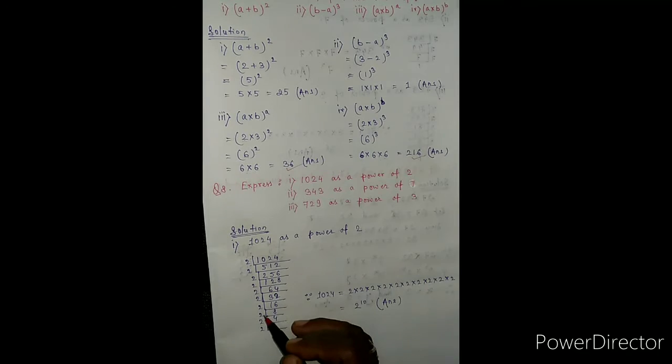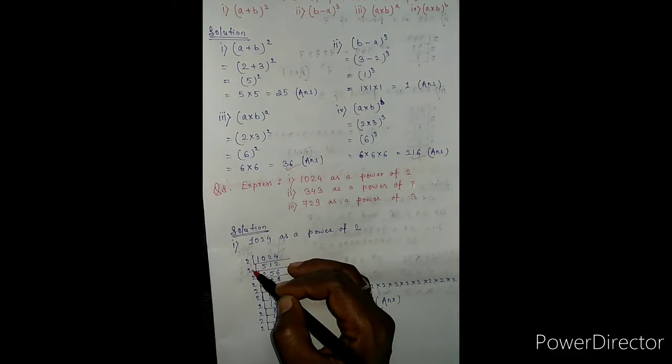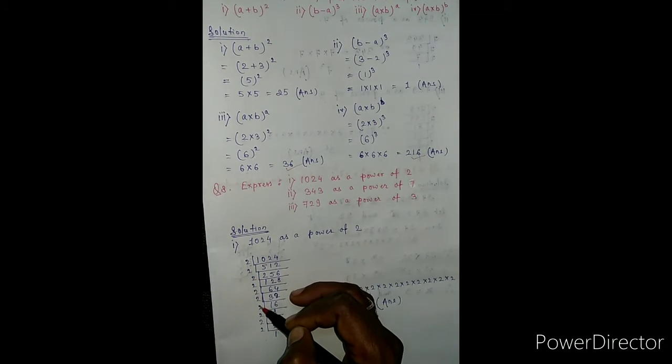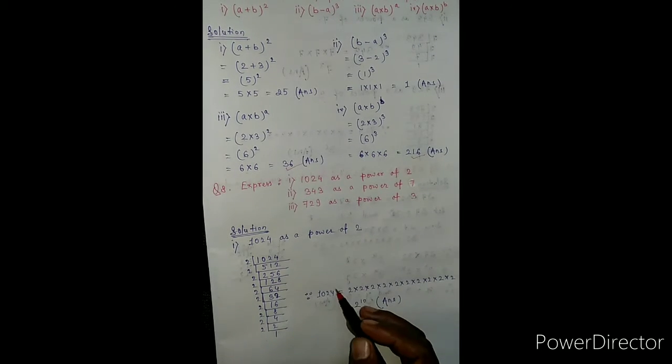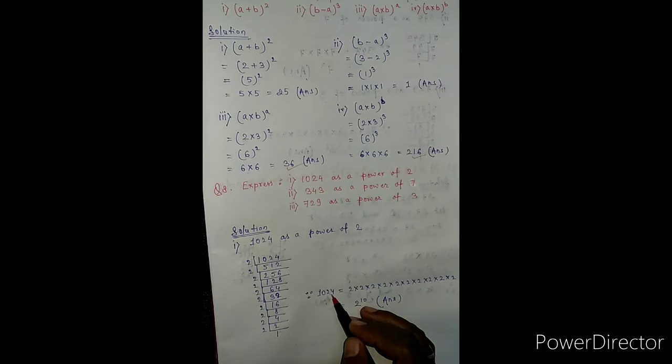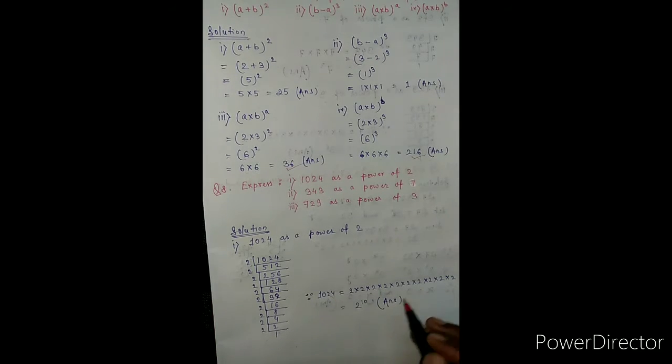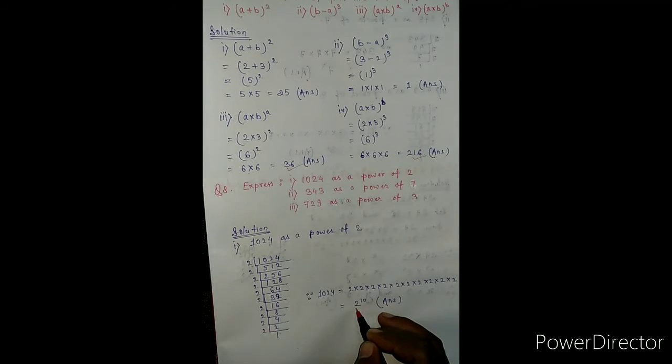Now like this, here 1 2 3 4 5 6 7 8 9 10. 10 times 2 is appearing. So we will write the factors of 1024 as 2 into 2, 10 times. That means in exponential form we will write 2 as a common base and its power is 10. So it will be 2 to the power 10. This is the answer for this question.